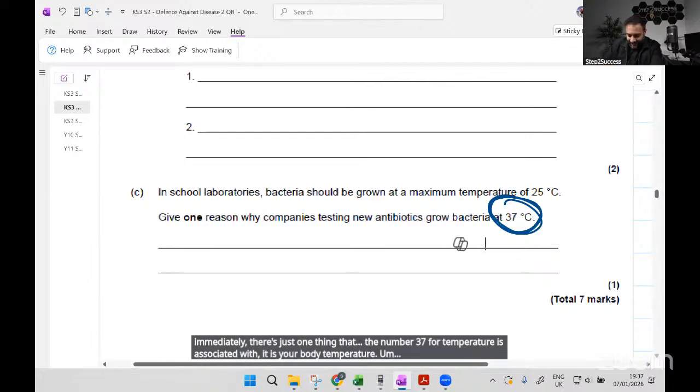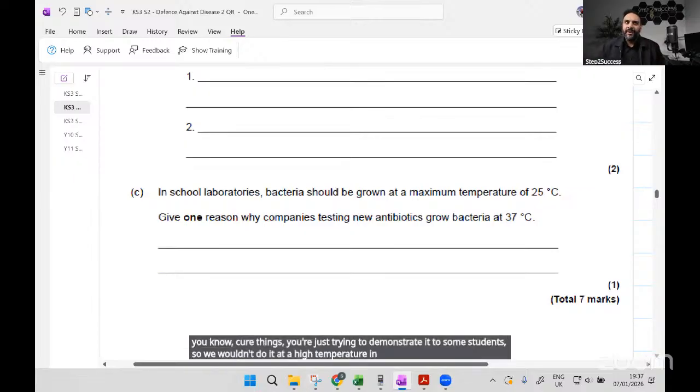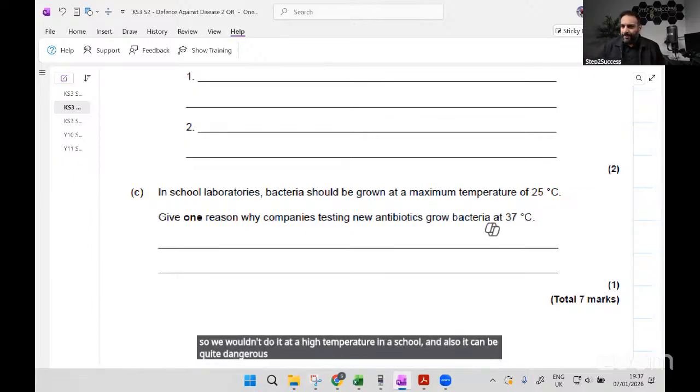And so, yes, that's why if you're testing antibiotics on bacteria, you want to do it at 37 degrees C, because you're trying to replicate what happens inside the body. So that's the temperature we use. In a school, it's different because you're not trying to cure things. You're just trying to demonstrate it to some students. So we wouldn't do it at a high temperature in a school. And also it can be quite dangerous to do it at too high a temperature.